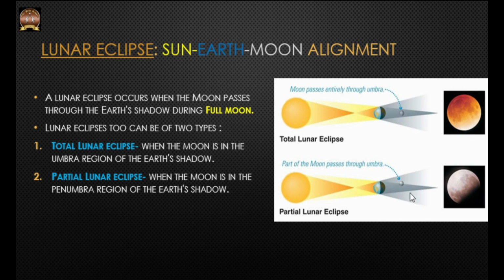Partial lunar eclipse is when the moon is in the penumbra region of the earth's shadow. During a total lunar eclipse, the moon appears to be red. This is because as the sunlight is filtered through the layers of the earth's atmosphere, it is the red light that mostly falls on the moon and gets reflected.